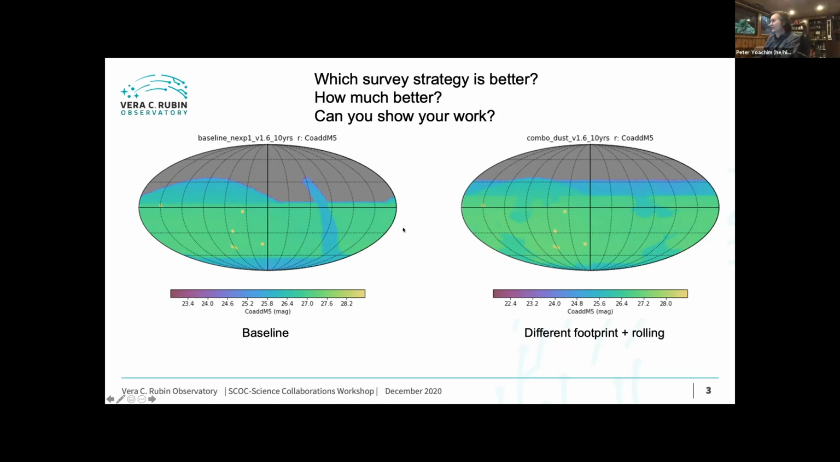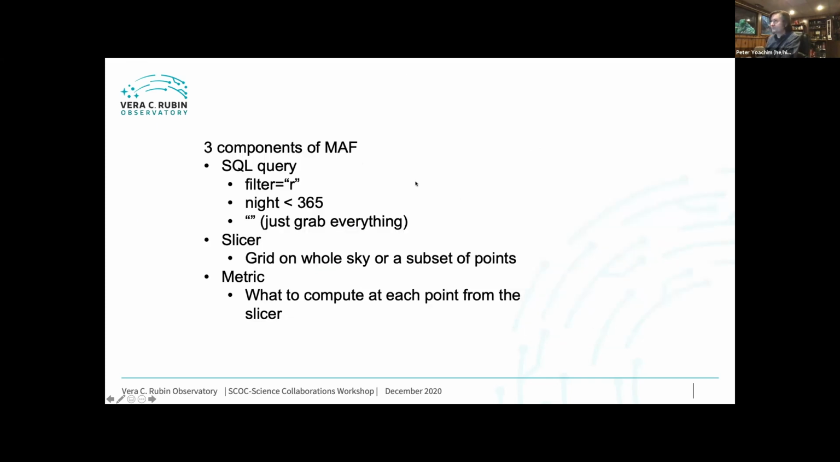And so some of the questions are easy. For example, you can see on the baseline, there's very little coverage of the LMC and SMC, and here there's a lot. So people who want to do LMC, SMC science will say, well, this one's clearly better, but we still want to know how much better. And you can see there's bulge coverage differences, and this one has rolling cadences. So light curves will be very differently sampled. So we really want to know how well you can do science in these two cases and compare.